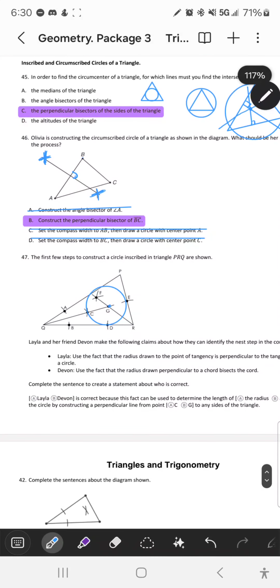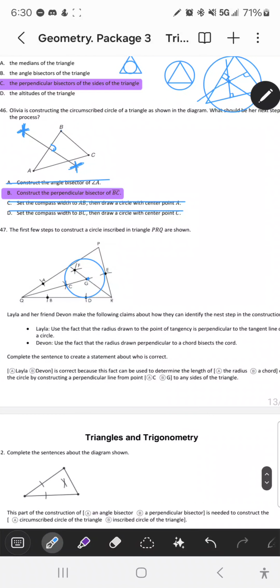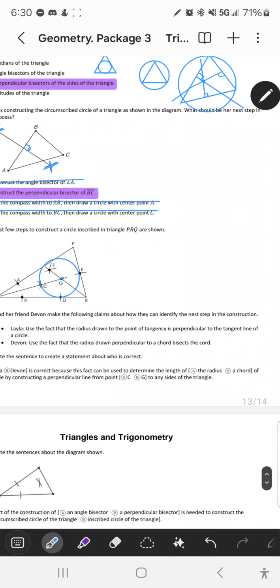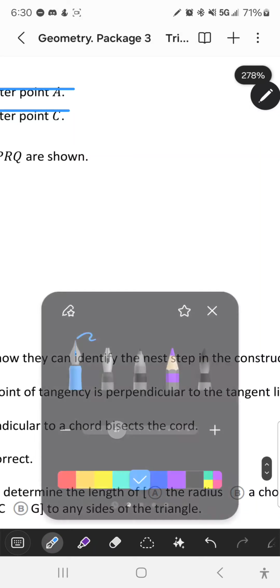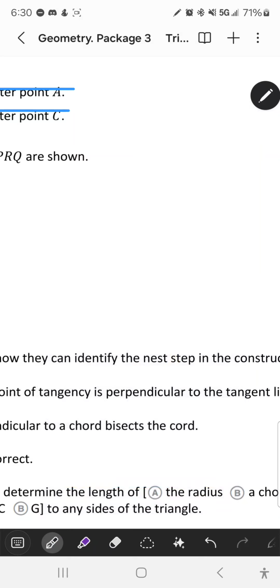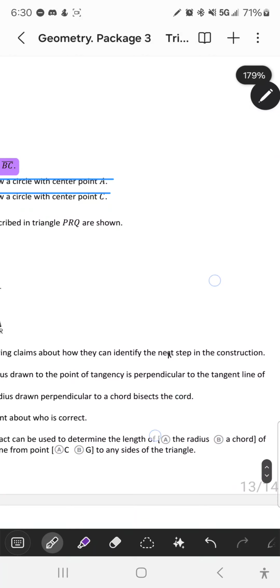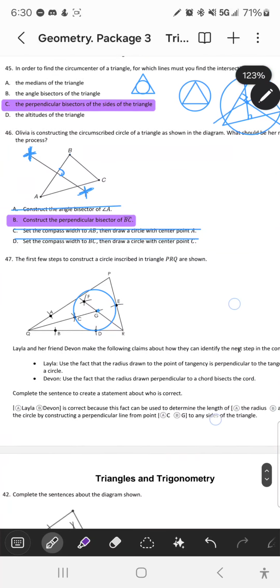So Laila and her friend Devon made the following claims about how they can identify the next step. It's supposed to be next. I don't know what happened there. Okay, let me put it in black. Next, whatever. A step in the construction.